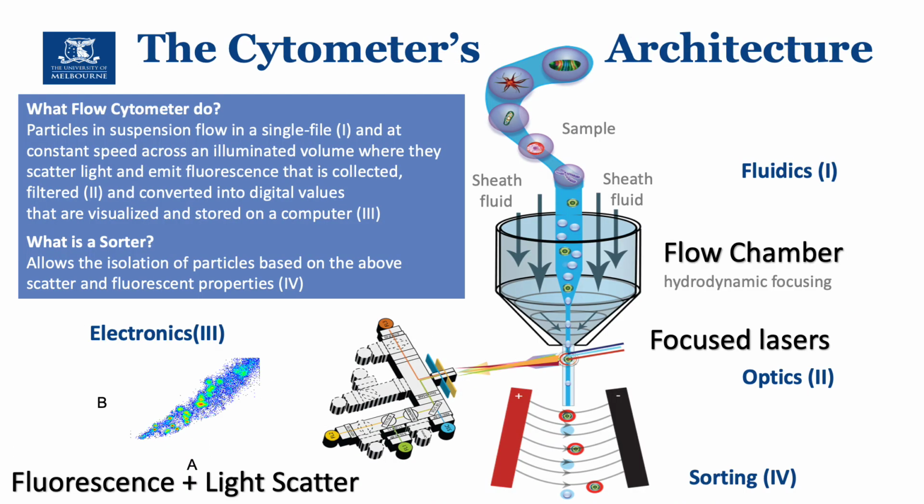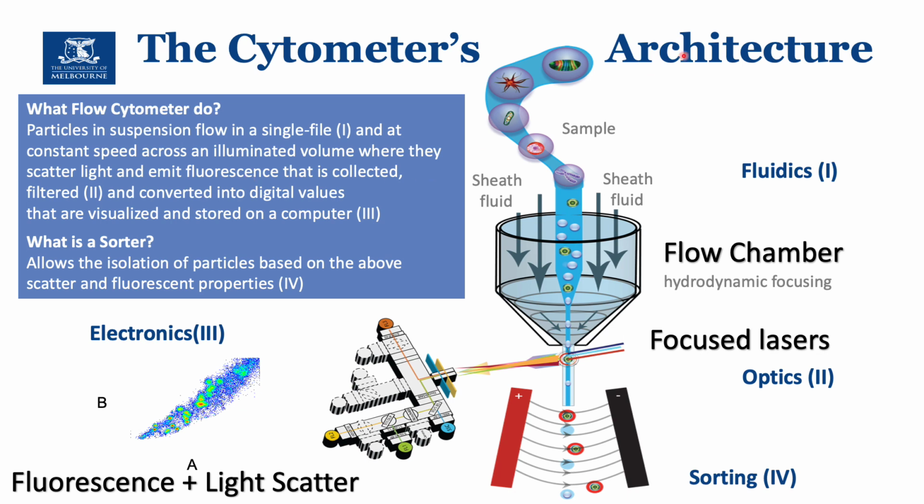So what is the general structure of a cytometer? It's all based on what the instrument can do. Cytometers take particles in suspension, so this is a requirement. Only particles in suspension can be processed by a cytometer, and they make sure that the cells travel in a single file and at constant speed across different illuminated volumes, which in this case are provided by high power lasers, where scatter light and fluorescence is collected.